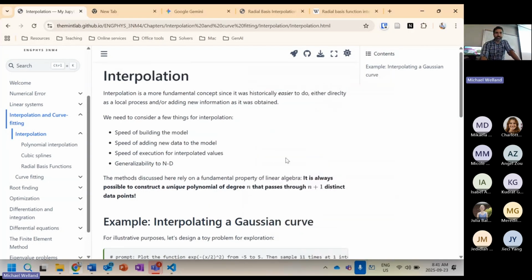Interpolation is a more fundamental concept because it's historically easier to do. Have you guys ever heard of the difference engine? Historical machine? No, the difference engine was, I think, the Babbage difference engine. It is the first computer, right? And today we're going to see what that computer actually did.